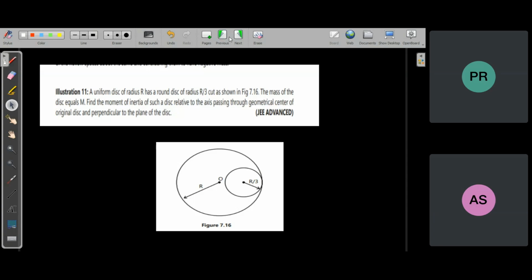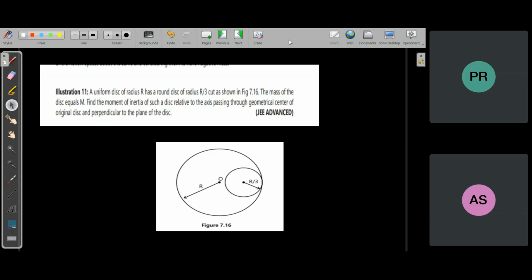Sir, in the question it is mentioned the mass of the disk equals m. Is this the mass of the disk after removal or before removal? A uniform disk of radius R has a round cut of R by 3 as shown. The mass of the disk equals m. Find the moment of inertia of such a disk relative to the axis through the geometrical center of the original disk. So I think it is the mass after the cut.